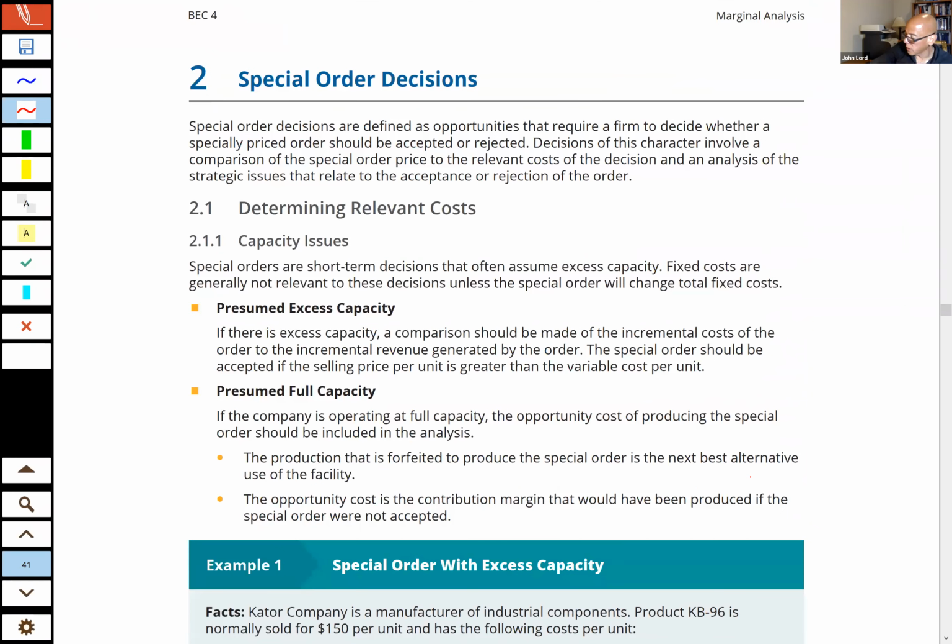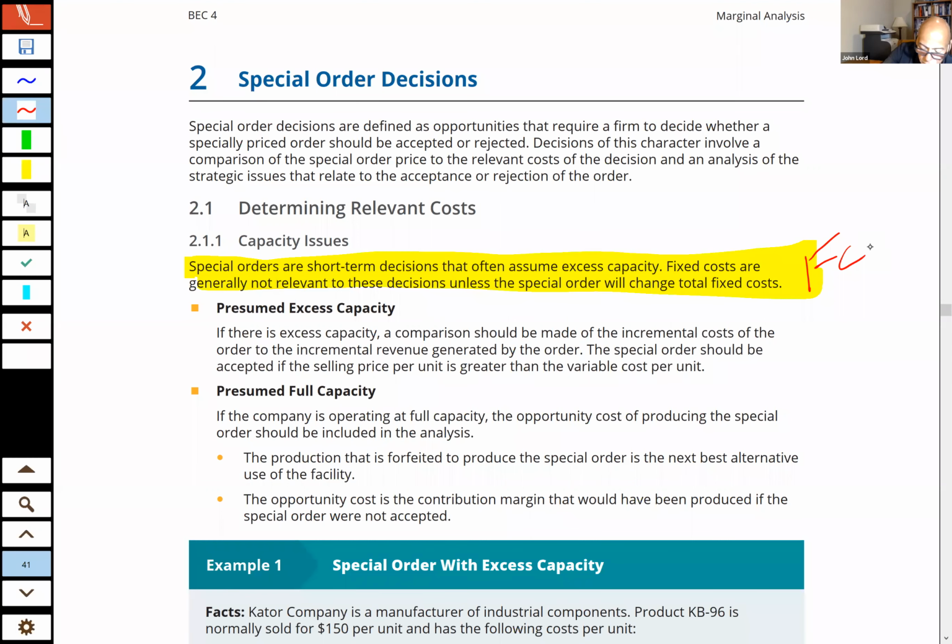capacity issues. Okay, and so what happens? Special orders. Somebody comes to you and says, hey, I want you to produce an extra 3,000 bikes or something. Special orders are short-term decisions that often assume excess capacity. Fixed costs are generally not relevant to these decisions unless the special order will change the total fixed cost. In other words, I'm going to have to add a new machine, or add space to my factory, or open up another factory or something.